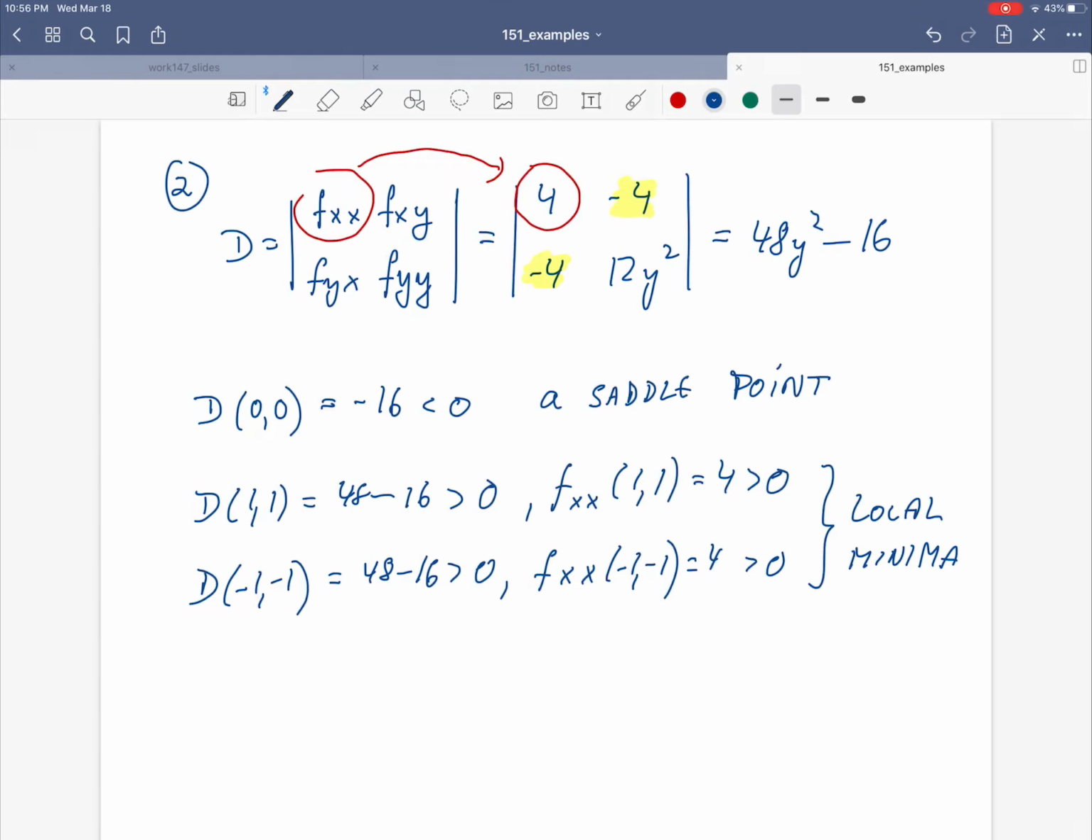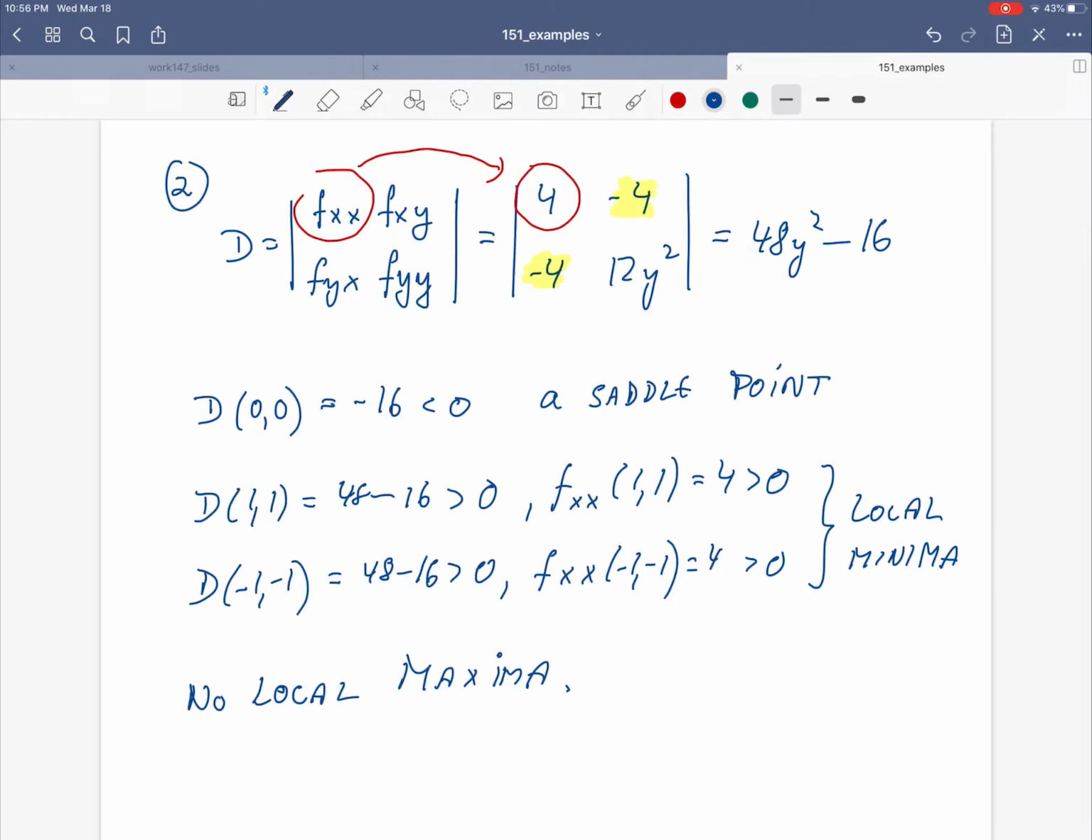So then we are done, no more critical points, so we can formulate the answer. We have one saddle point at (0, 0), two local minima at (1, 1) and (minus 1, minus 1). We didn't find any local maxima, so we add that there are no local maxima. And we are done with the answer for the problem.